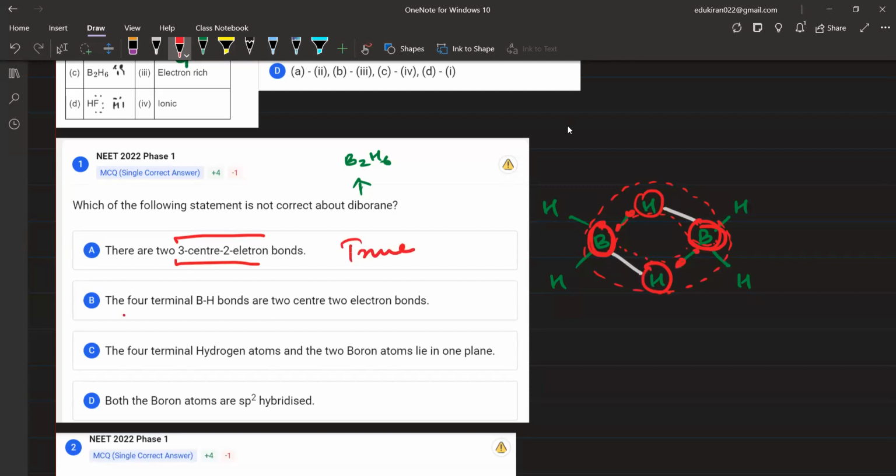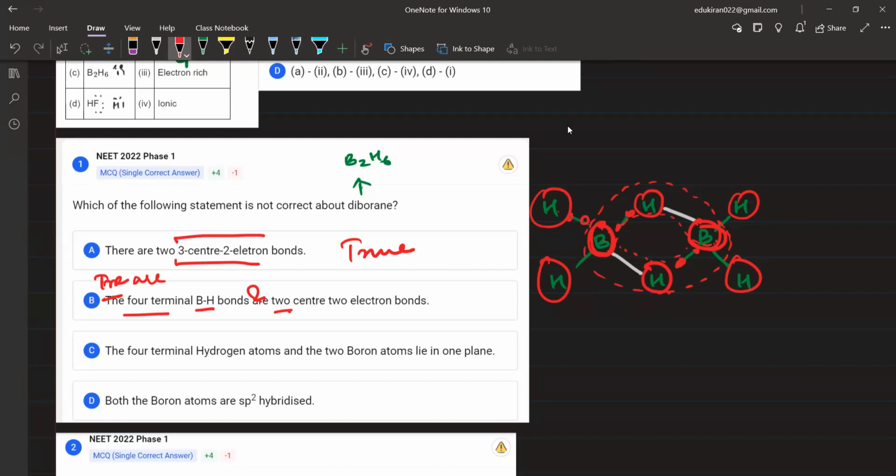Then they are saying there are 4 terminal BH bonds. That is true: 1, 2, 3, 4, and these are 2-center 2-electron bonds, right? So your boron and hydrogen, these are two centers and there are two electrons also, right?